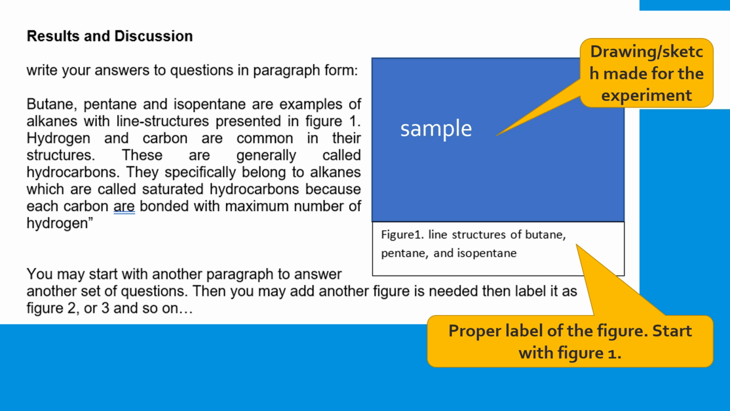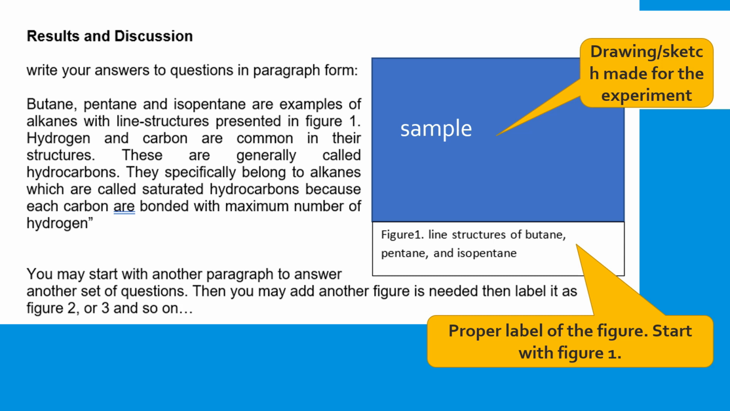Diba? So, you will say, an example here, you have butane, pentane, and isopentane are examples of alkanes with line structures presented in figure 1. Figure 1 that contains yung drawing na yung line structures ng mga compound na mention. And then, yung first question din is, what is common in their structure? So, nung dinrawing nyo, ano yung common doon? So, you were able to see that each compound has carbon and hydrogen.